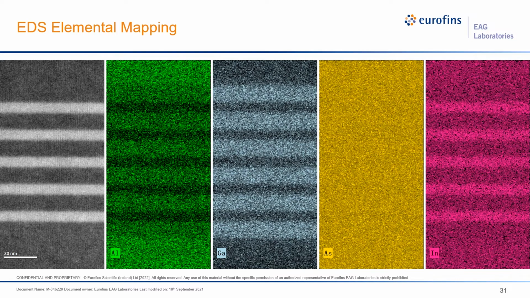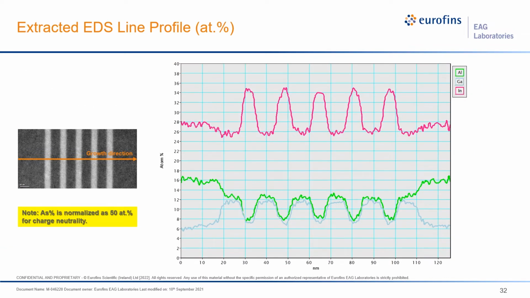So we can map out the individual elements, and then the next step would be to extract the semi-quantitative composition of the elements. In this case, we only plotted the group 3 elements, aluminum, gallium, and indium. So you can see the nice fluctuation of element distribution.